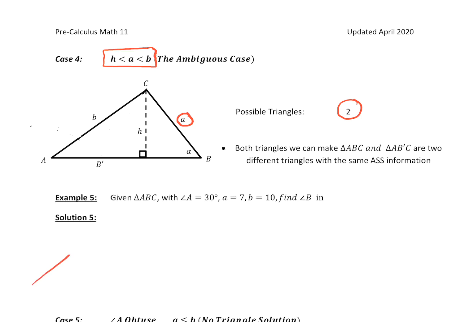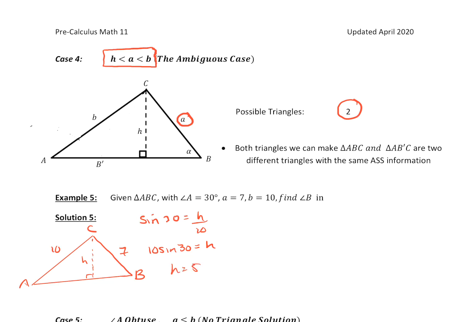So I have this triangle. For now I'm going to assume that this works. But I need to check my height. That's my first step, because I need to know what the height is. So find that first. What's the height? Well, sine 30 is equal to height over 10. So 10 sine 30 equals h. So h is equal to 5.